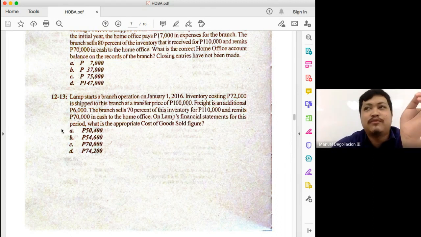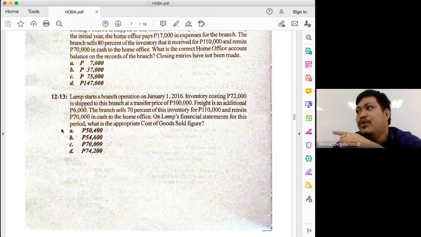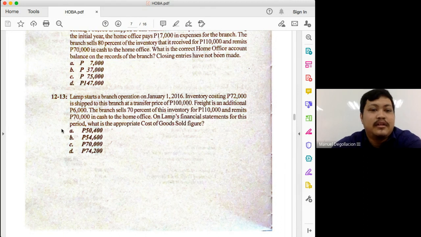How much was the true cost of goods sold we computed earlier, class? 54,600. How much was the branch cost of goods sold we computed in computing the branch income, class? 74,200. How much is the difference between the 74,200 and the 54,600? 19,600. Because their difference is simply the markup, class. Okay?